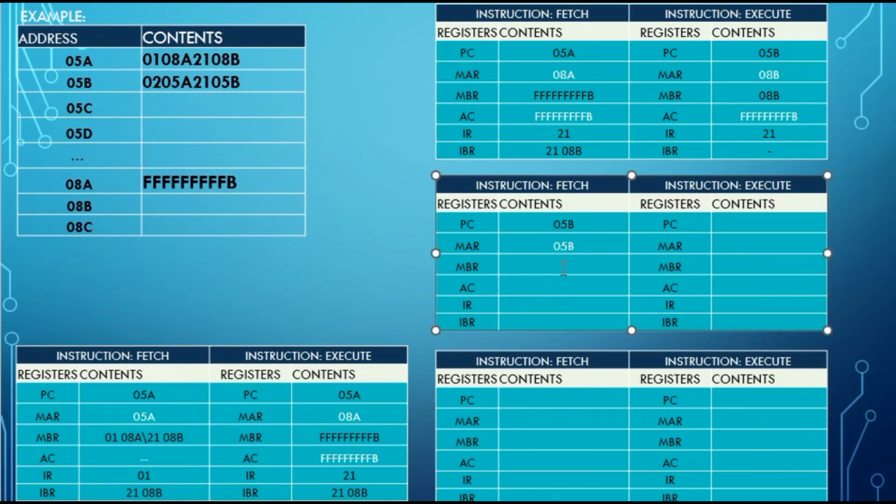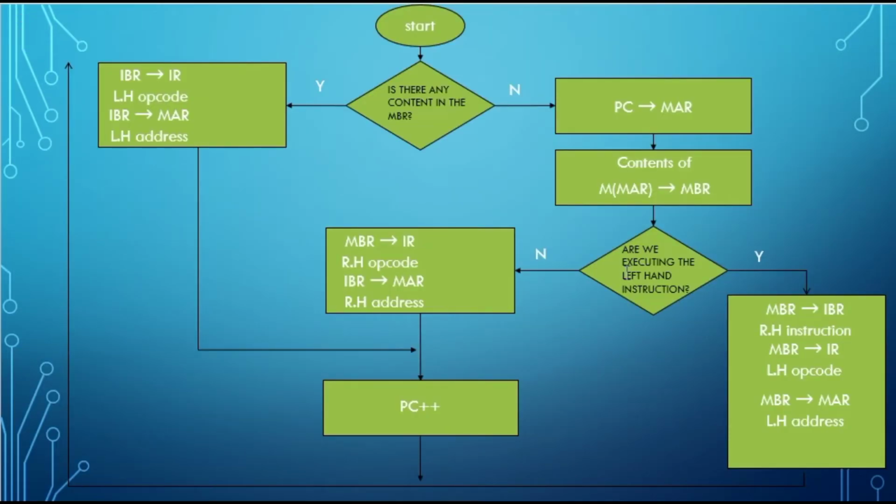What is 05B? We have the following: 02, space, 05A, right? And then we separate it like that, and then we have 21, and then we separate it with 05B, like so. And in our accumulator, because we have a value there, it's just going to be 1, 2, 3, 4, 5, 6, 7, 8, 9, 10, like so. And then we go to our next instruction. Are we executing the left-hand instruction?